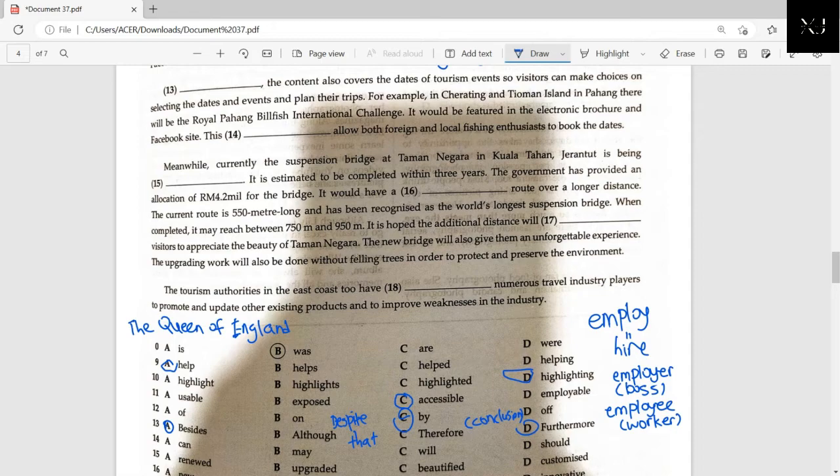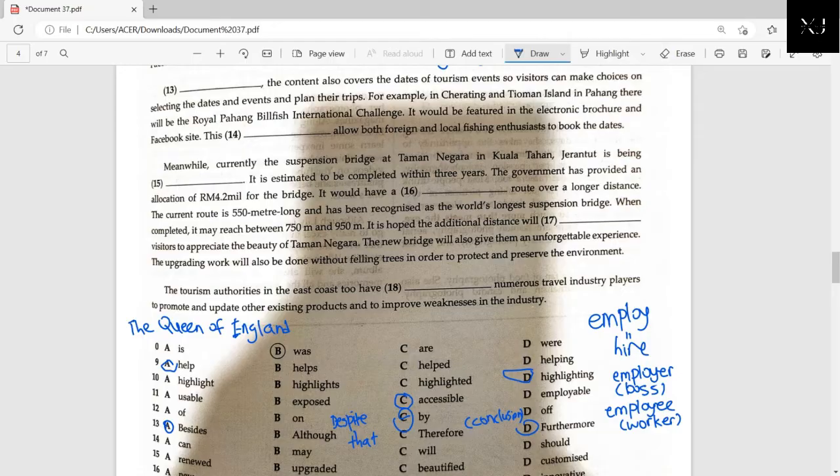Later on we will focus on it specifically in other videos, but for this one we just focus on this one. Okay, where am I now? Besides means aside from that. Okay, secondly, as some of you will say it, plan their trips.